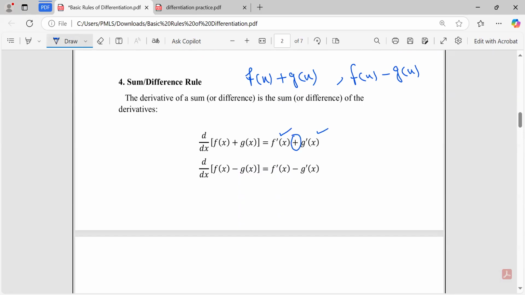The next step will be something like that: d by dx of f of x plus d by dx of g of x. That can be written as like that. In the same way, a derivative will be applied on each function individually. And after that, this will be something like that.